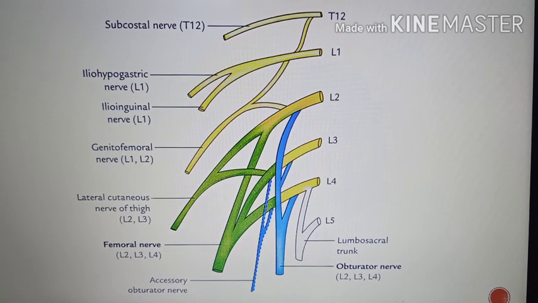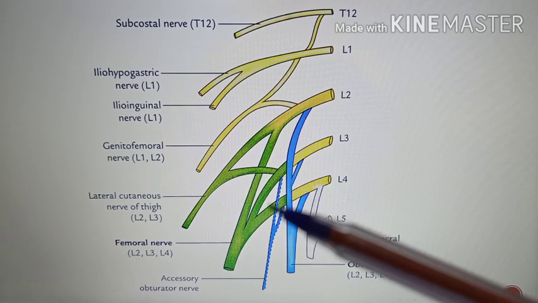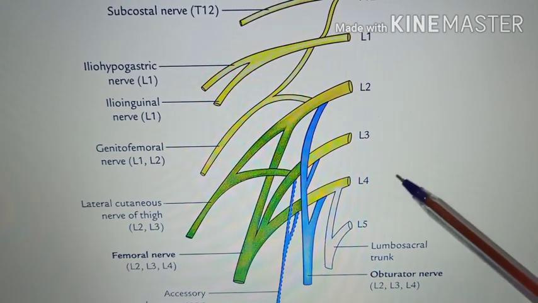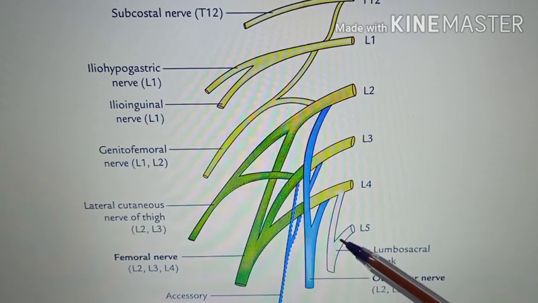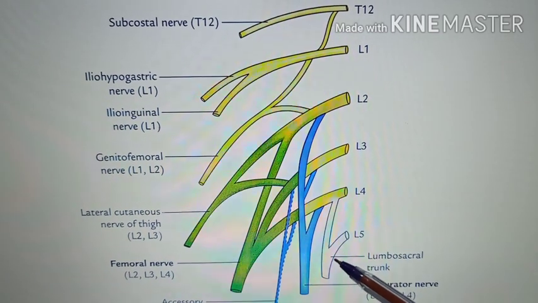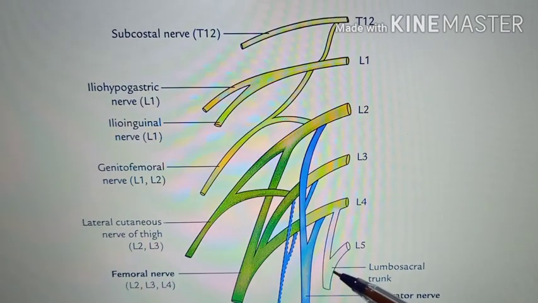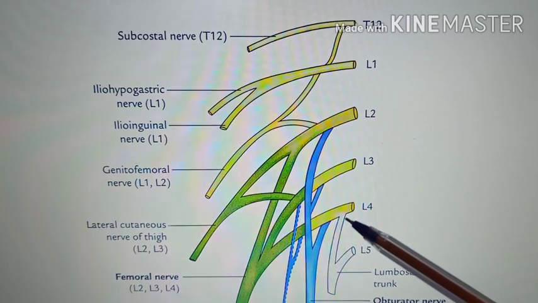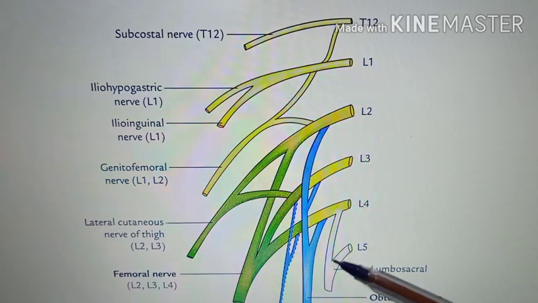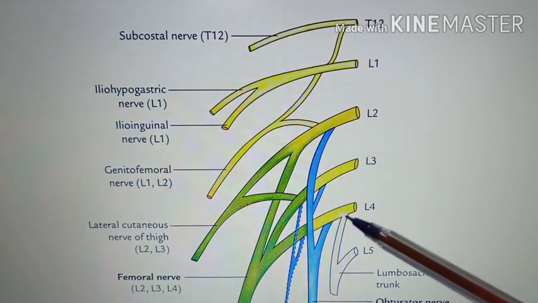If it is present, it is derived from the ventral branches of L3 as well as the L4 nerves. You can also note that the lower part of L4 as well as L5, that is the ventral rami of these two, unite to form the lumbosacral trunk which takes part in the formation of sacral plexus. And you can see this L4 is a connecting link between the lumbar as well as the sacral plexus. That's why L4, the ventral ramus, is called as the nervi furcalis.